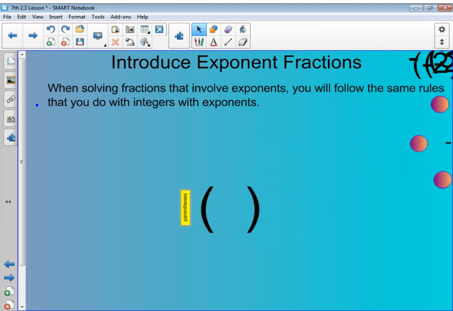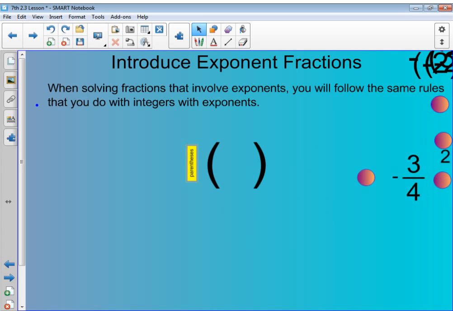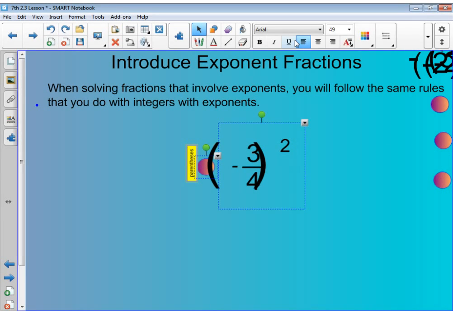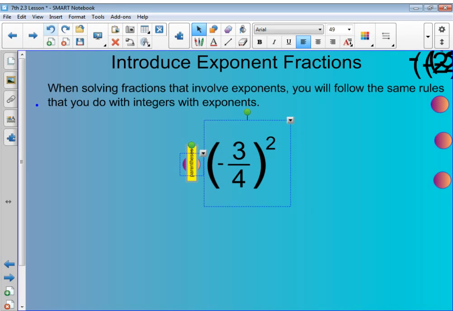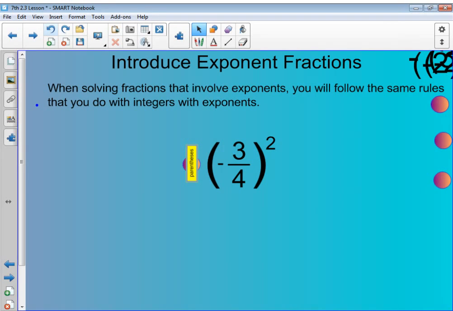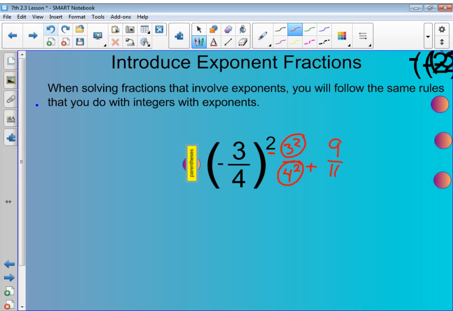Okay, so let's try another one. So we have negative 3/4 squared. Our exponent's going to tell us how many negative signs there are. 2. So that's a positive answer. And now we're going to think of it like this: 3 squared over 4 squared. So 3 squared, 3 times 3 is 9. 4 squared, 4 times 4 is 16. We just found out that our answer to negative 3/4 squared is 9/16.